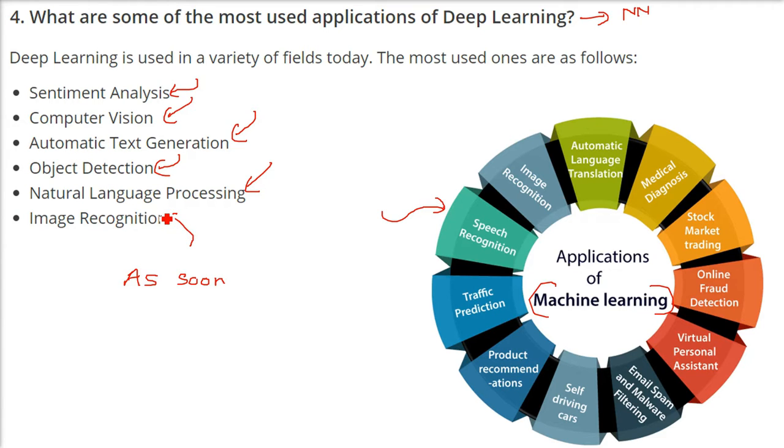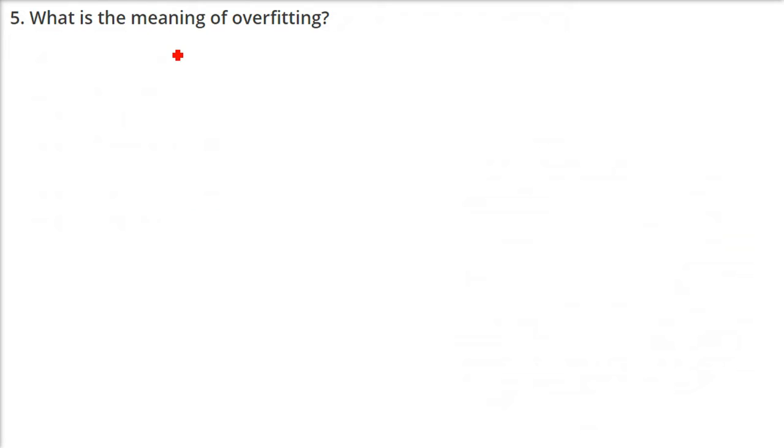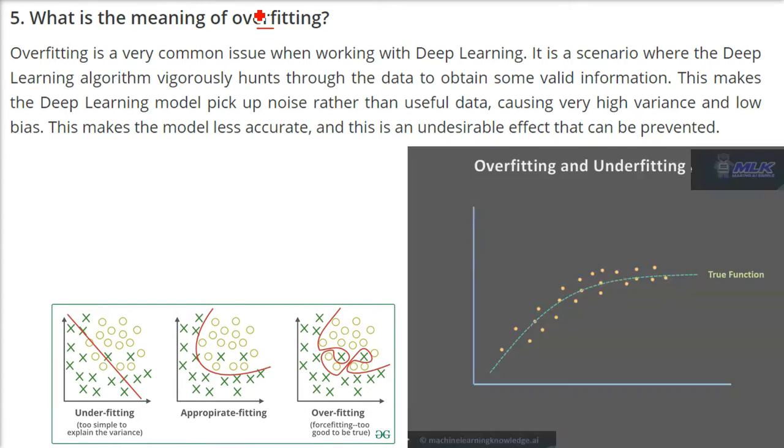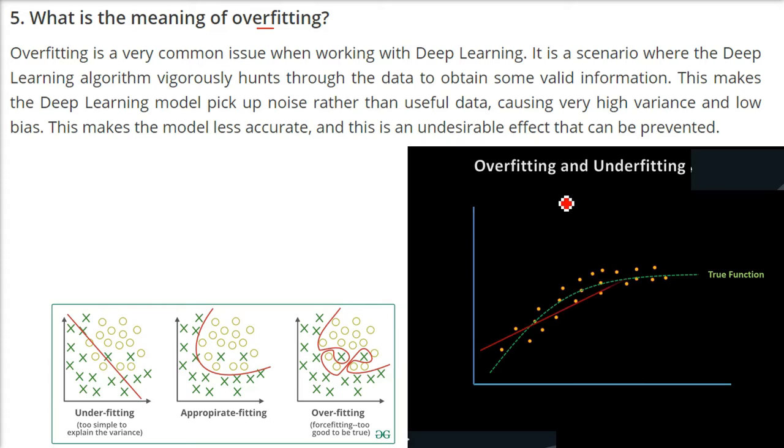Image recognition also. What is the meaning of overfitting? When you try to overfit the data, that is called overfitting. Now let us understand with the diagrams. Along with overfitting, we have underfitting also. Overfitting is a very common issue when we are working with deep learning. What is the scenario here? The deep learning algorithm vigorously hunts through the data to obtain some valid information. It just goes and tries to find out some valid information. This makes the deep learning model pick up noise.